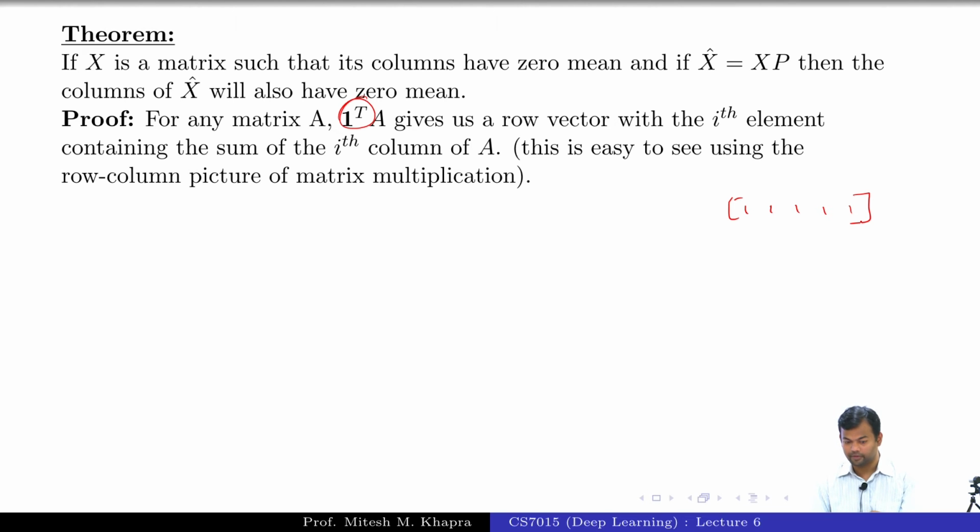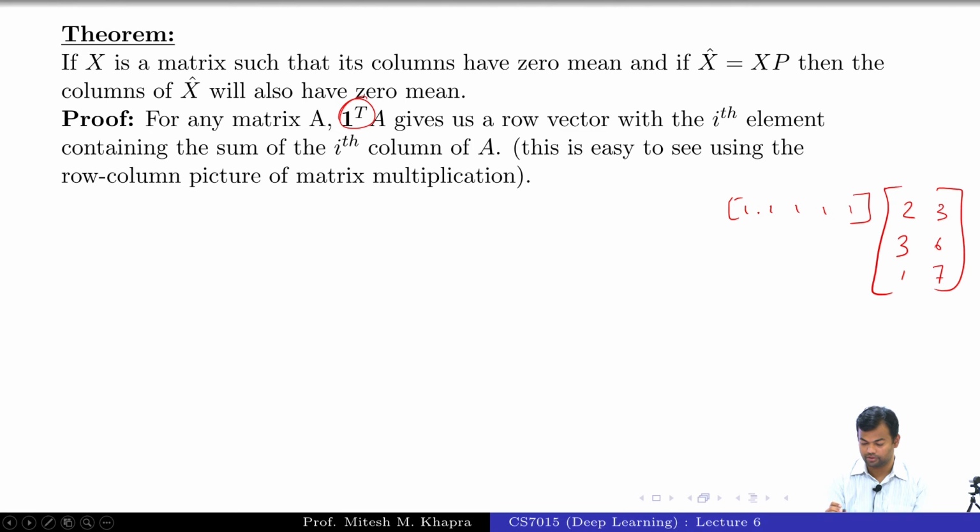Is this fine? This is very obvious to see. Suppose I have 2, 3, 1 and 3, 6, 7. If I do this multiplication, I'll get a 2-dimensional output, which would be just 7 and 16, right? So that's just the sum of that column. This is fine.